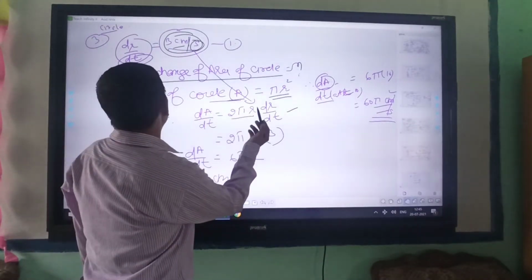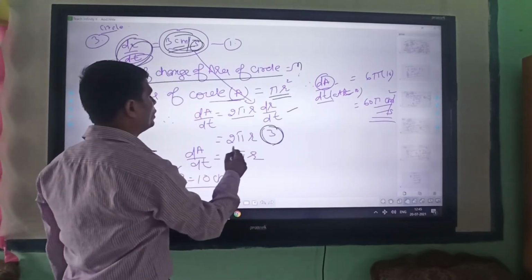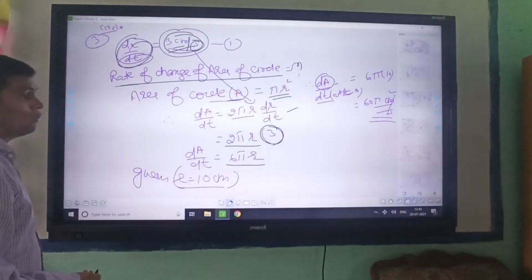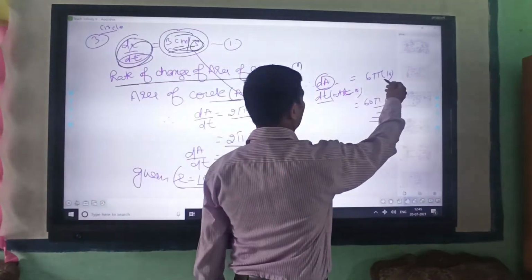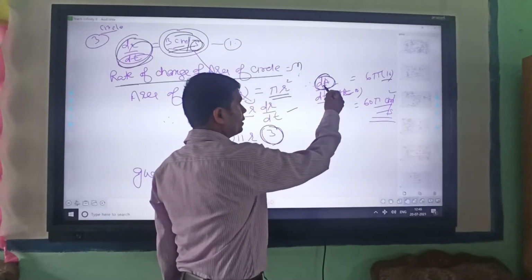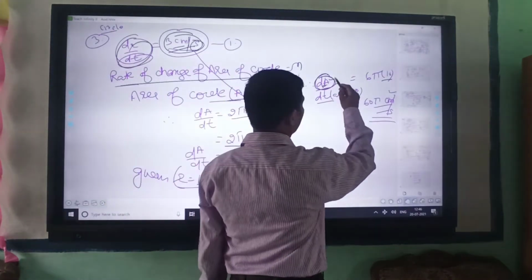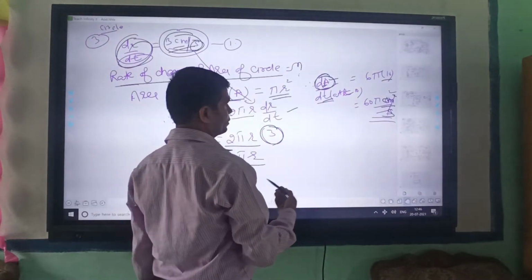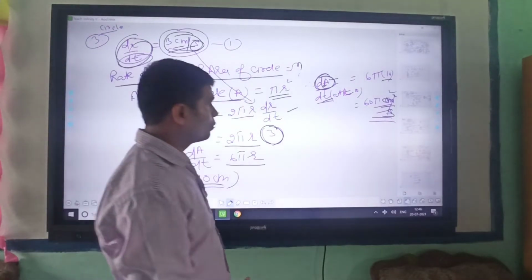We know the value of dr by dt is given to us, that is 3 centimeter per second. So I have substituted the value here: 2 pi r into 3. So dA by dt equals 6 pi r, and the value of r is given to us, that is 10 centimeter. So substitute here: dA by dt equals 6 pi into 10, which is 60 pi. Here we are differentiating the area with respect to t, the rate of change in area. The unit of area is centimeter square divided by the unit of time, second. So 60 pi centimeter square per second. This was a very simple question. Now we are moving on to the next slide.